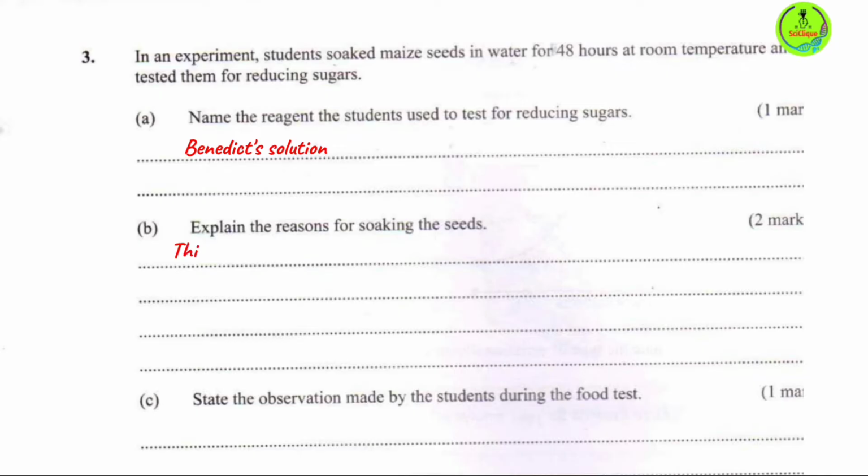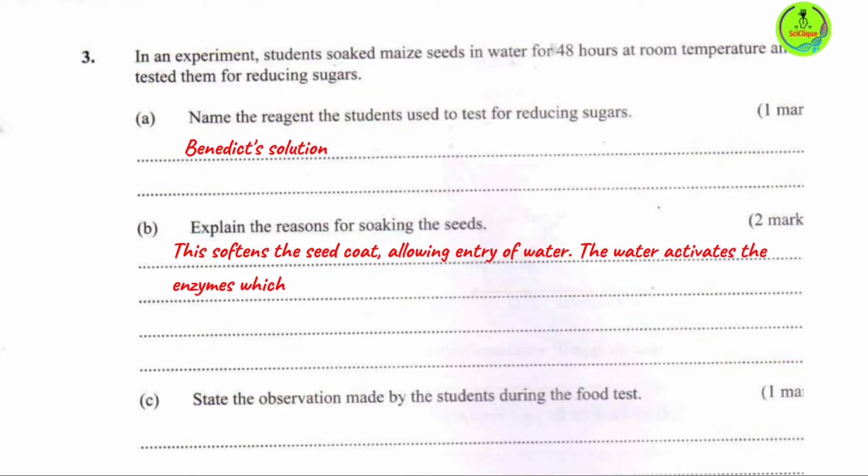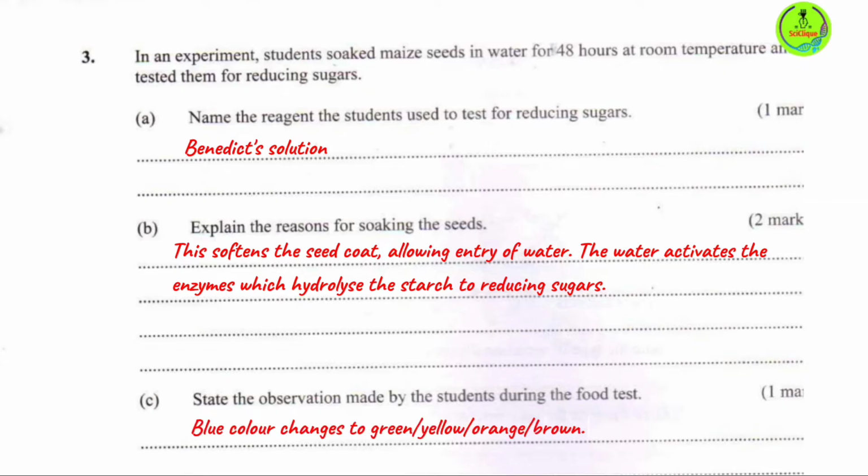Soaking the seeds softens the seed coat, and this is important because it allows entry of water. Water is needed to activate enzymes. These are the enzymes that are going to hydrolyze the starch. They're going to break down the starch to reducing sugars. Part C. State the observation made by the students during the food test. The blue color changes to yellow, orange, or brown.